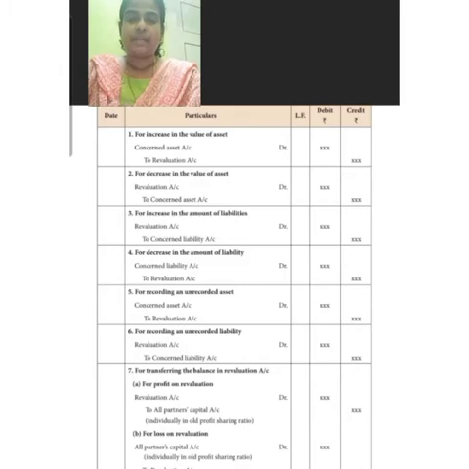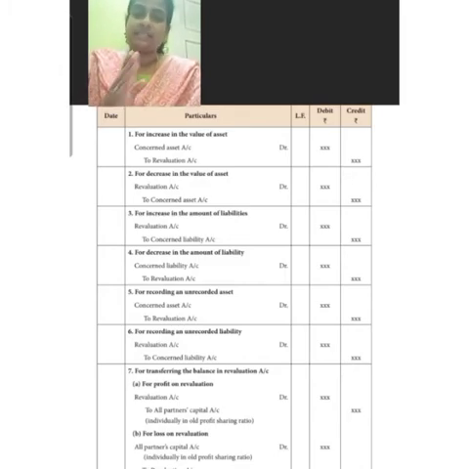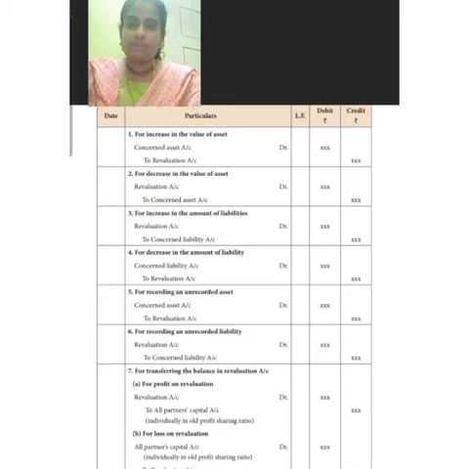Next we are going to study the important journal entries to be passed at the time of revaluing assets and liabilities or at the time of preparing revaluation account. First we want to write the journal entry for recording increase in the value of asset. The journal entry is concerned asset account, which may be land account, building account, furniture account, debtor to revaluation account.